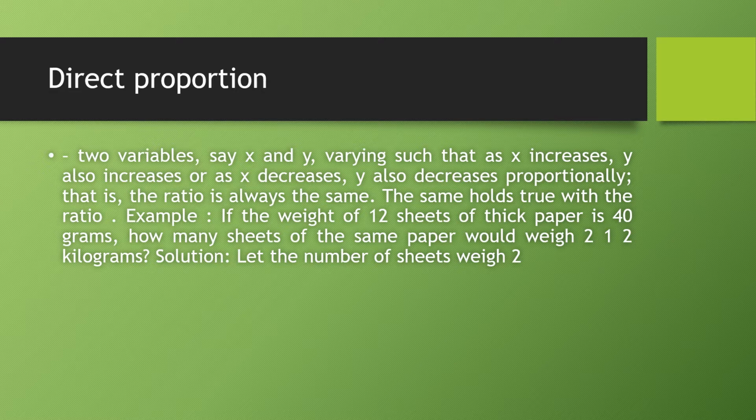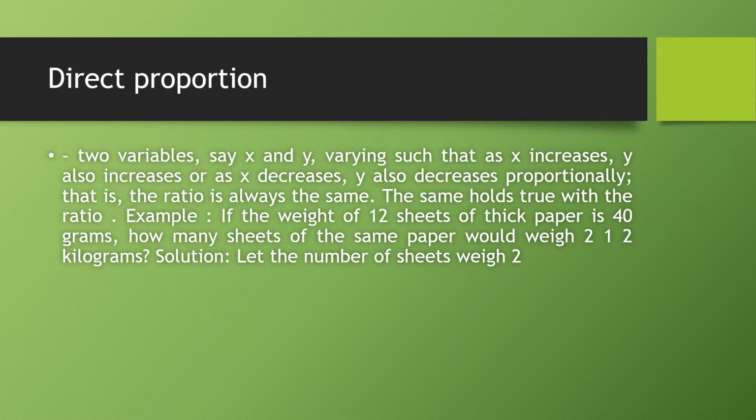Ibig sabihin, kung si x ay tumaas, dapat si y din ay tataas. Kung bumaba si x, dapat bumaba din si y. Yung sinasabi natin na directly proportional to each other. Let's say for example, kung yung panganay niyong kapatid ay binigyan ng pera ng inyong magulang, let's say 50 pesos, dapat 50 pesos din ang ibibigay ng nanay niyo sa inyo. That is directly proportionate.